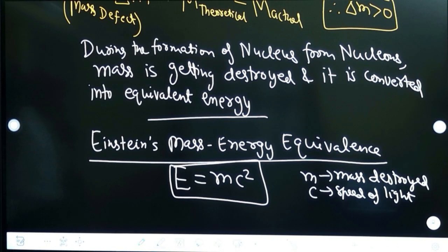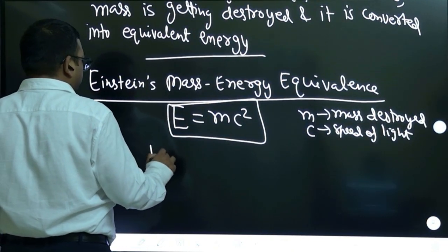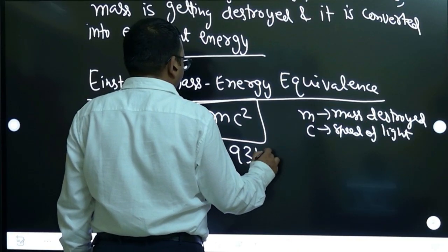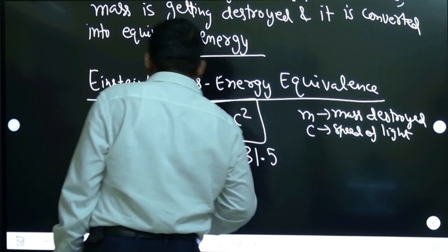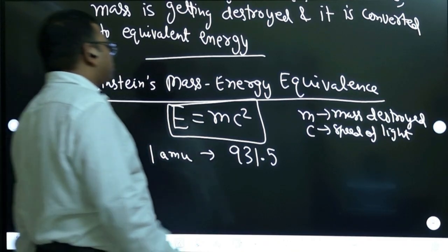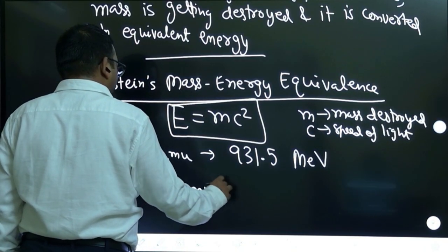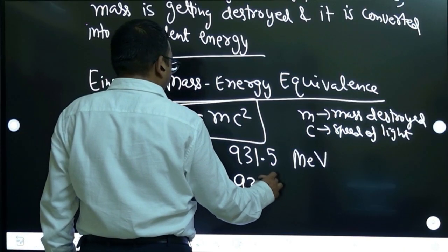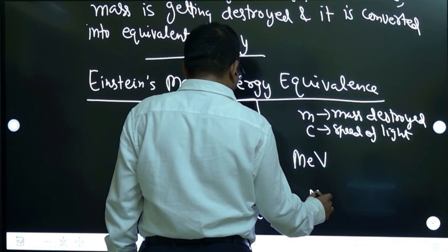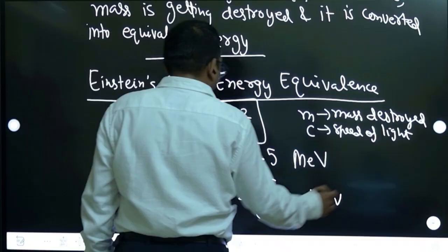So you should know that if you take mass here as one atomic mass unit, one atomic mass unit is equivalent to 931.5 million electron volt. But if you want to write equality, then you can write 931.5 MeV by c square. That is what is million electron volt. Because when you substitute here, you will get it, right.